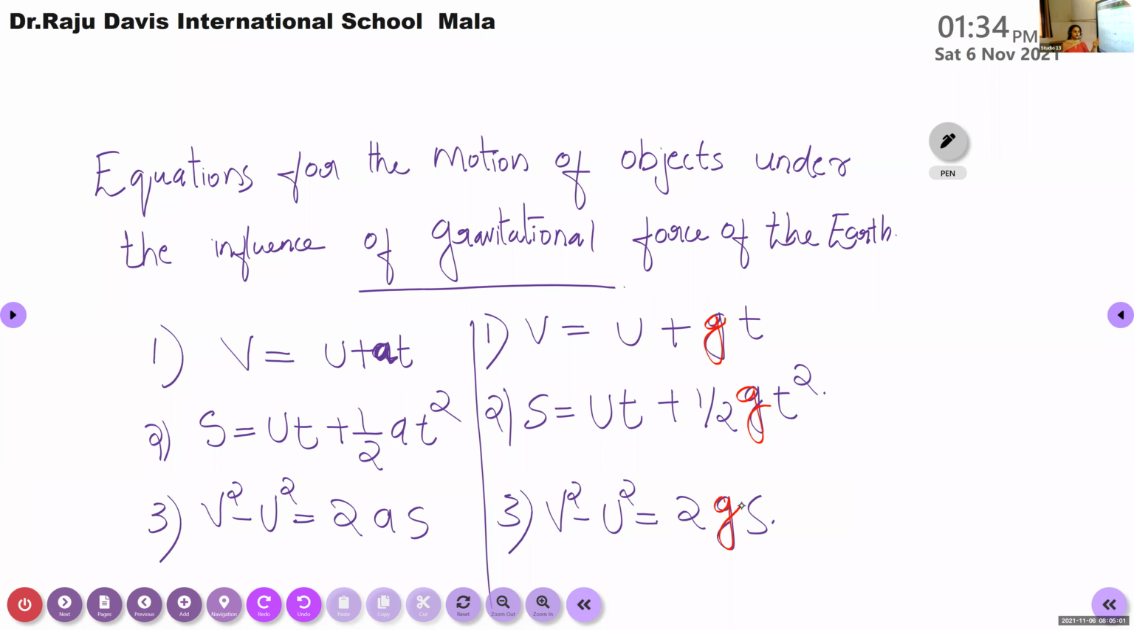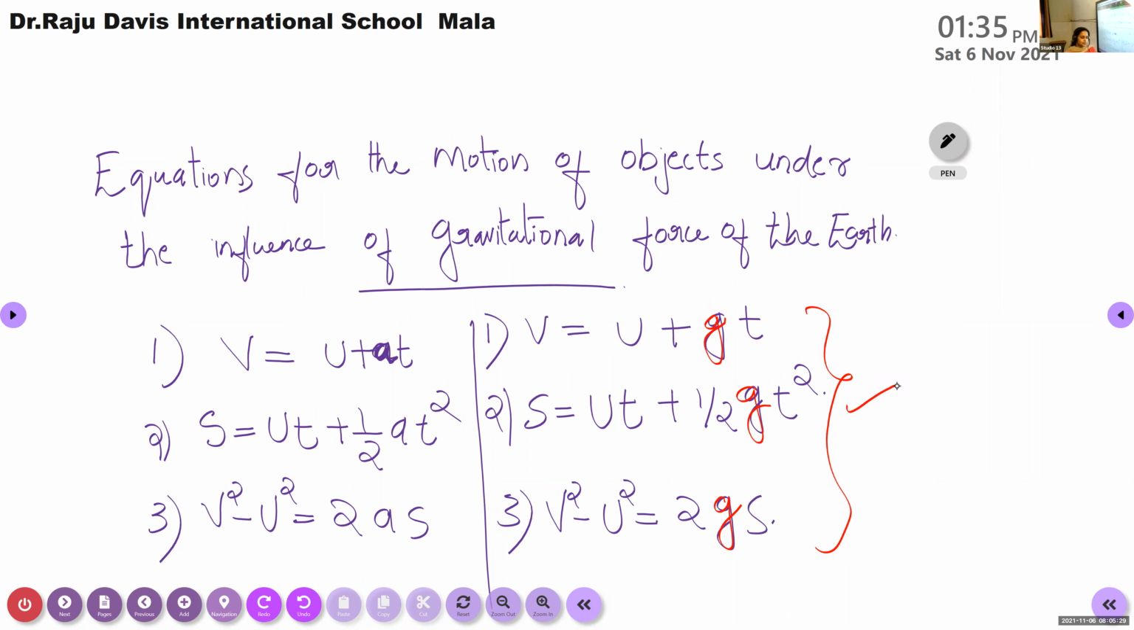So V is equal to U plus AT changes into V is equal to U plus GT. S is equal to UT plus half AT square changes to S is equal to UT plus half GT square. V square minus U square is equal to 2AS changes to V square minus U square is equal to 2GS. So in this chapter, all the calculations that we do based on these three equations, instead of A, we consider the value of acceleration due to gravity.